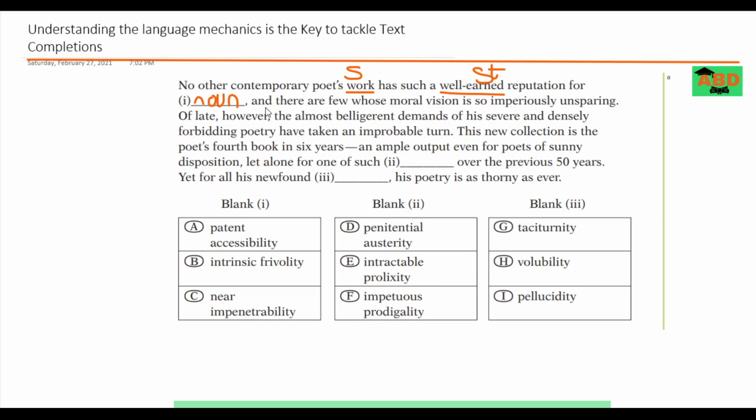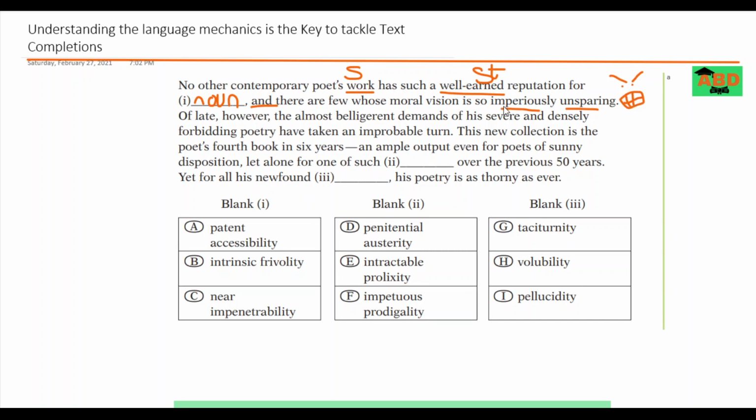Right now, I do not have enough information, so I have to keep going. This "and" tells me that the same idea is going to flow afterwards, like how the direct pulley connection works. There are few whose moral vision is so imperiously unsparing. Unsparing on its own has two meanings. One is economical, the second has a negative connotation, in which you're merciless and angry and you don't take prisoners, that kind of thing.